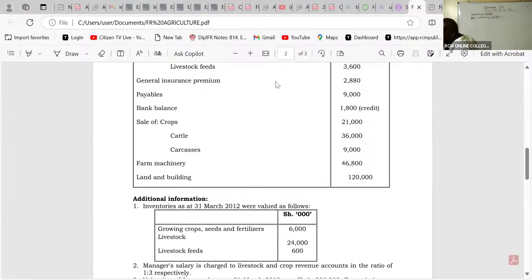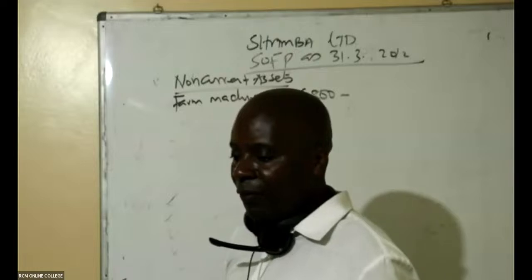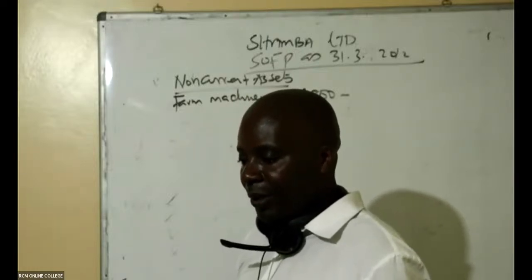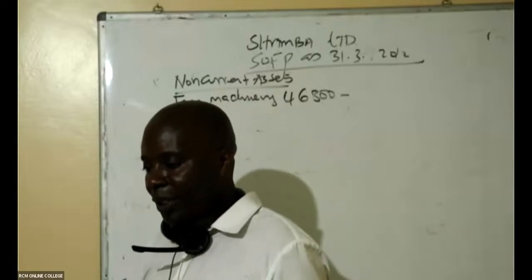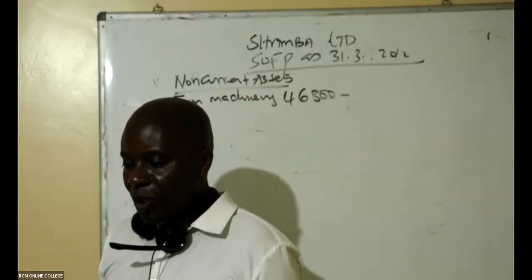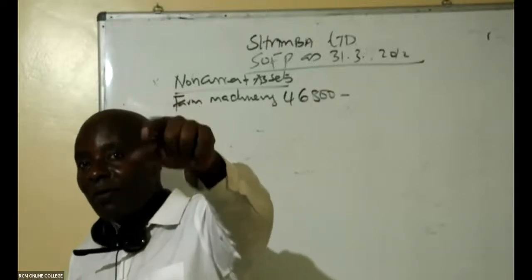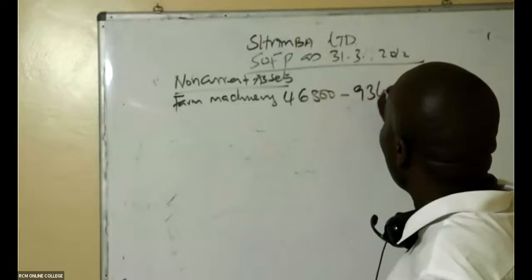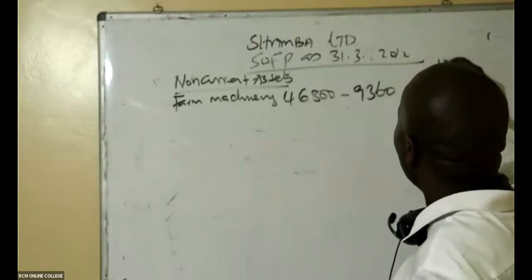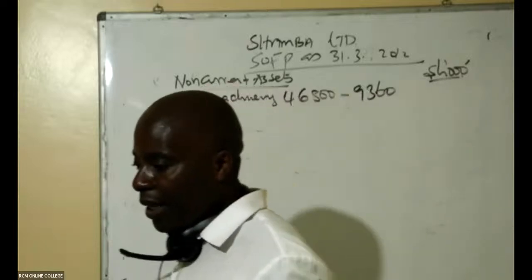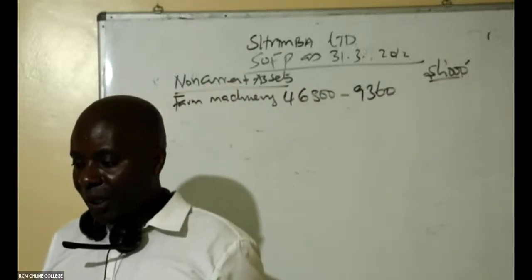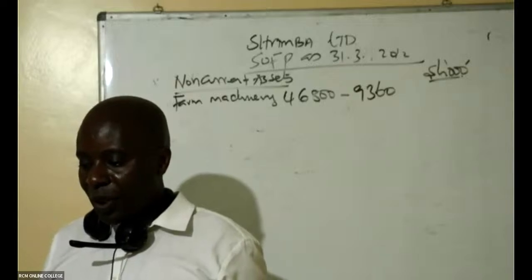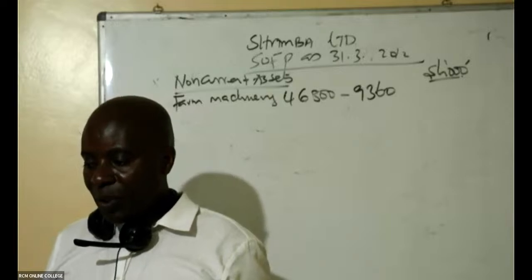Are you able to remember the farm machinery depreciation? How much? From the income statement, we have that farm machinery depreciation, 9,360. So can you kindly give me this difference here, in shillings thousands, for farm machinery? What do we have there, ladies and gentlemen?